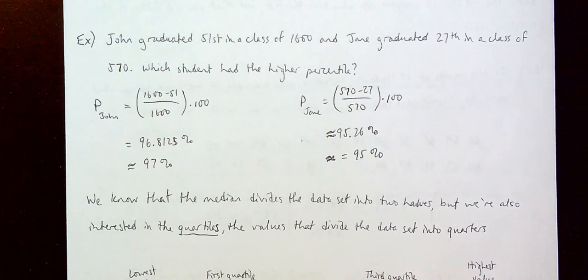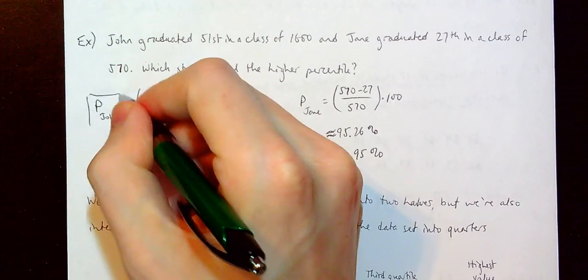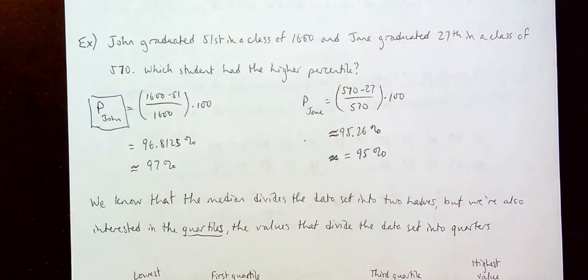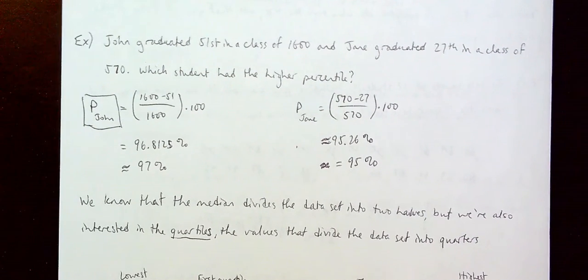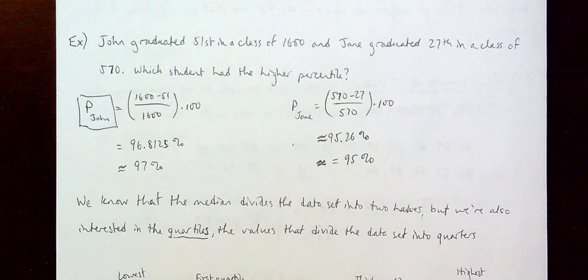So, after calculating the percentiles, which student had the higher percentile? It was actually John. John had the higher percentile rank. So John could make a valid argument and would probably win the argument that he graduated higher in his class than Jane did in hers.